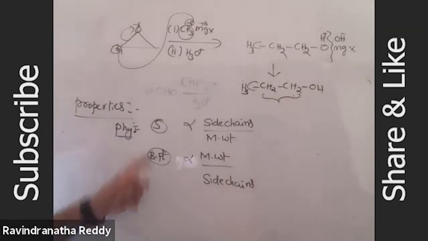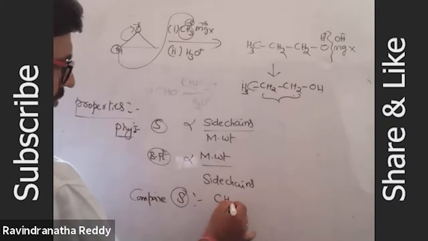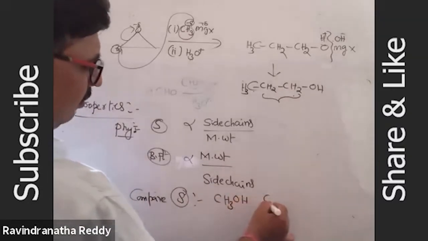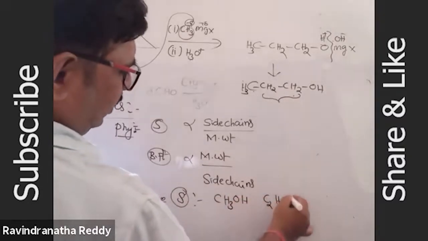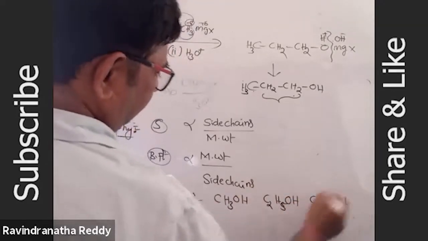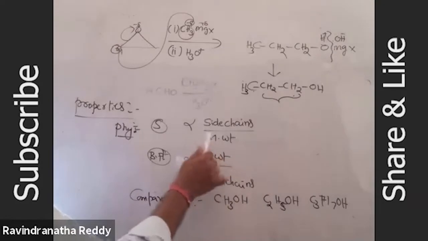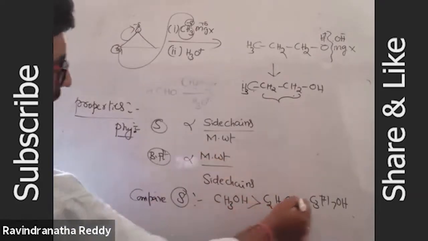So based on that, check solubility. Compare the solubility of CH3OH, C2H5OH, C3H7OH. Which is more soluble? Why? Molecular weight is less, solubility more. CH3OH is more soluble.